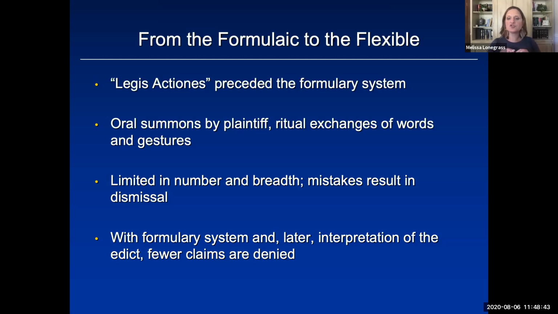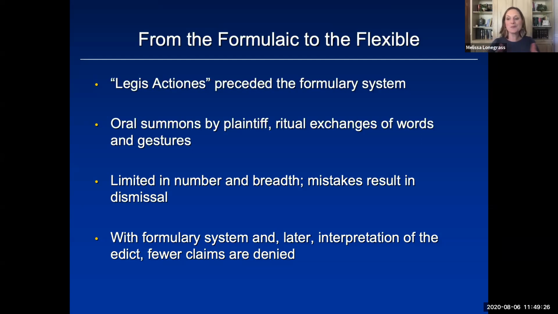This system was extremely rigid and formulaic, so much so that it's almost hard for us to wrap our heads around, to conceptualize a system like this, because it's so foreign to the way that we handle civil disputes today. So what would happen under the old system is that the plaintiff, the complaining party, had to verbally summon the defendant to court in the marketplace. And then once they were in the courtroom, there was a ritual or exchange of words and gestures, like literally waving your hands or a staff at a certain time, saying magic words. And the plaintiff had to get it all just right or risk the case being dismissed.